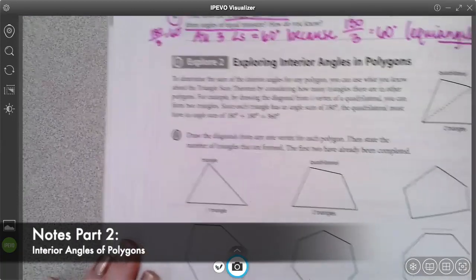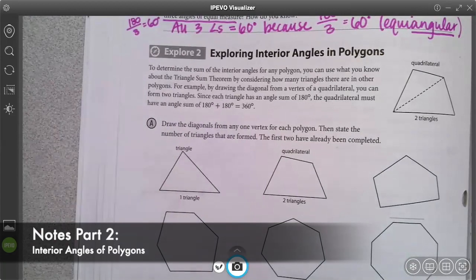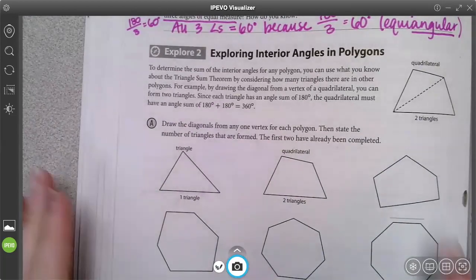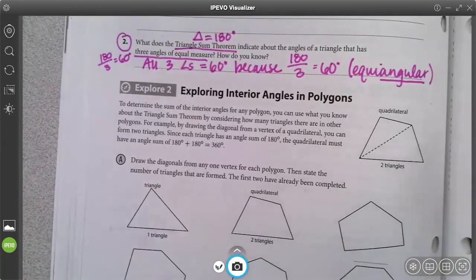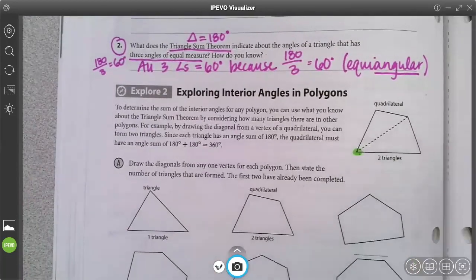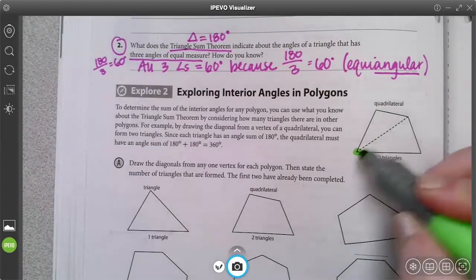So we're back on 314. And what we do to talk about the interior angles of any polygon is we basically break those polygons down into triangles. So you have a quadrilateral drawn up here, and we pick a corner, doesn't really matter which corner, and we make sure that that one corner is connected to all of the other corners on the figure.